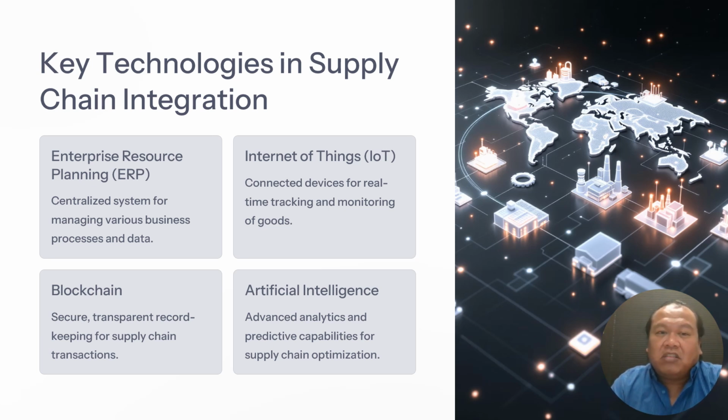Now, what are the key technologies in supply chain? Number one, we have the ERP, or known as the Enterprise Resource Planning. Okay, this is a centralized system for managing various business processes and data. Next, we have the Internet of Things, the IoT, which is connected devices for real-time tracking and monitoring. And then we have blockchain, secure and transparent record keeping for supply chain transactions. Then the artificial intelligence, advanced analytics, and predictive capabilities for supply chain optimization. Okay.